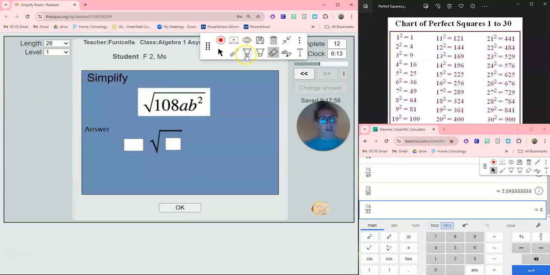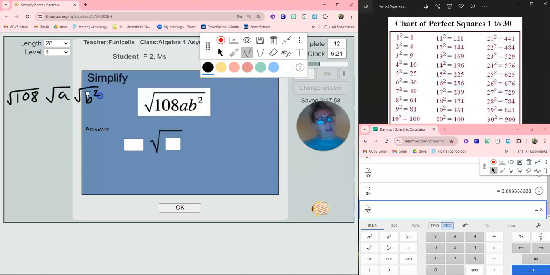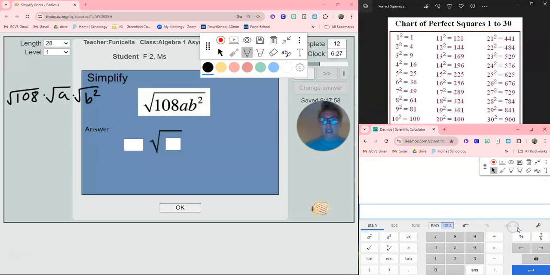Here's our next one, the square root of 108. And then we also have the square root of a. And then we have the square root of b squared. And these are all multiplied. We can just pull them apart and look at them individually. 108 is not a perfect square. And I don't know a number that goes into 108 evenly. So I'll just go through the perfect squares list that are smaller than 108.